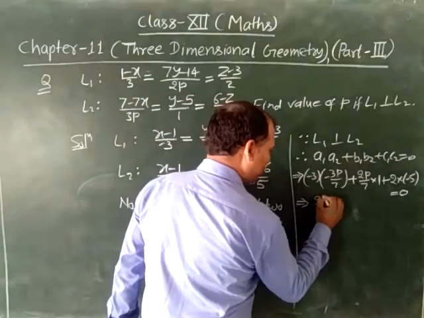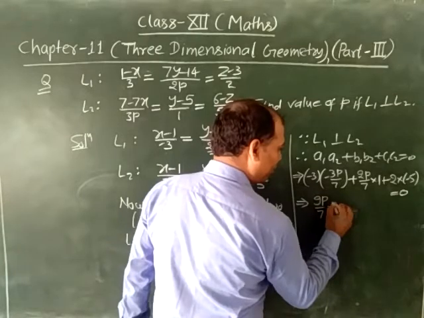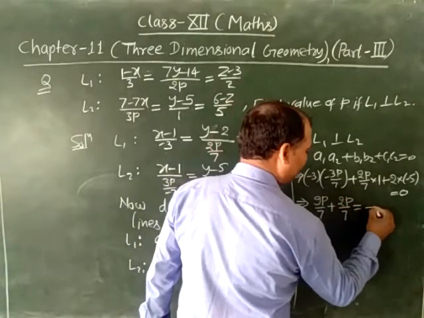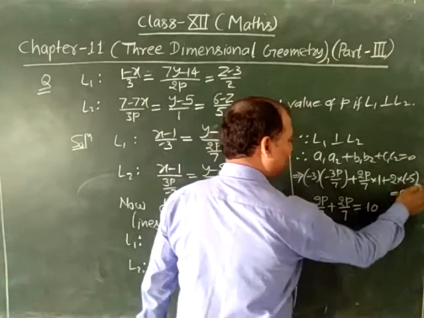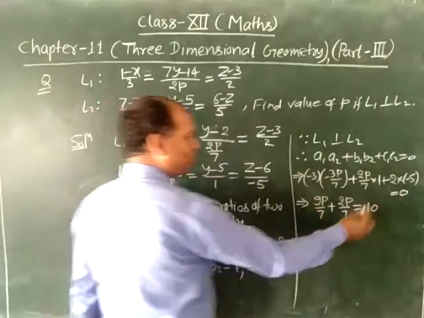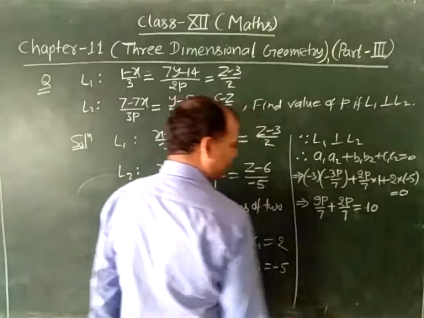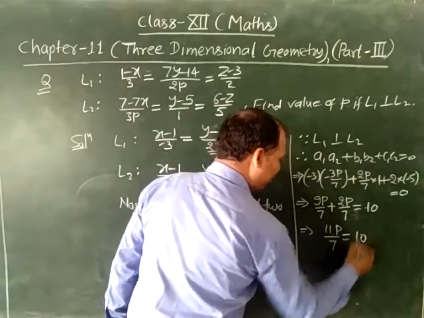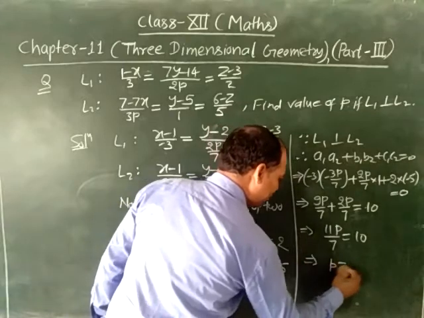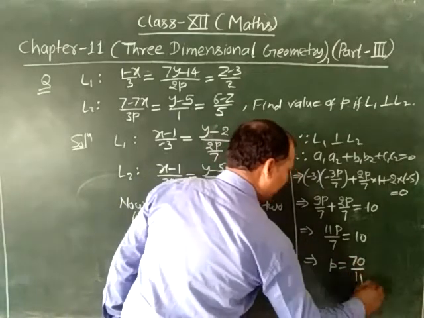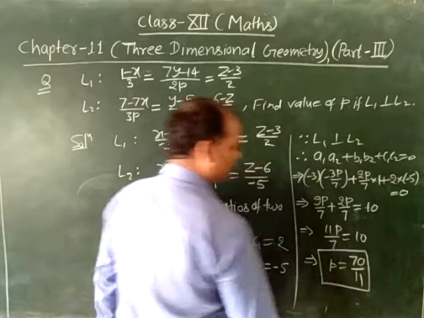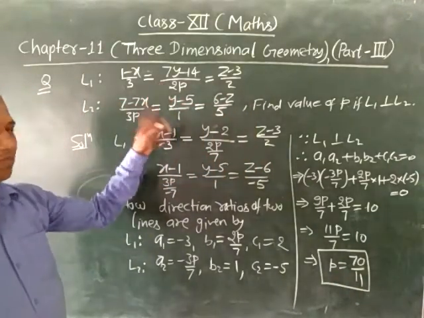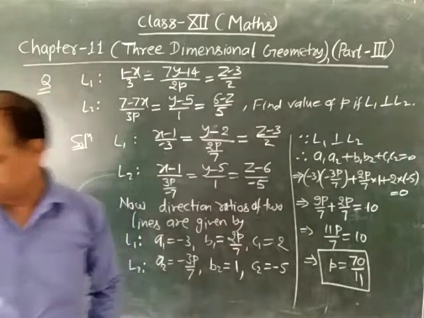So this becomes 9p/7 plus 2p/7 is equal to 10. This becomes -10. So we transfer this term to right side, becomes positive 10. This becomes 11p/7 equal to 10. Then the value of p is 70/11. This is the answer. Means this is the value of p when two lines are perpendicular. It is clear, students?